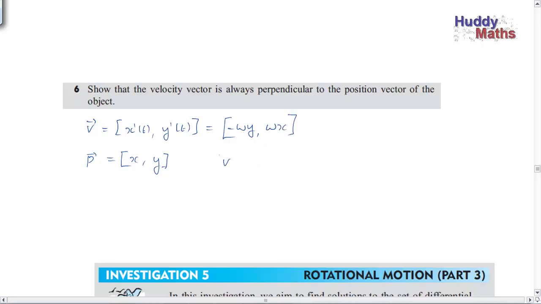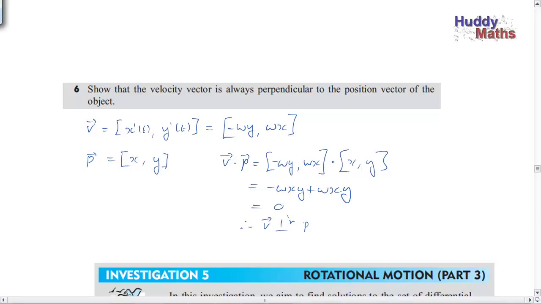So here let's look at the dot product. V dot the position vector is (neg omega y, omega x) dot (x, y). So this becomes neg omega xy plus omega xy equals 0. Therefore, V is perpendicular to P, for all x and y. So that's as required. We can use the dot product to show that they are perpendicular. That's an important little proof there. You could do it with sines and cosines if you wanted to.